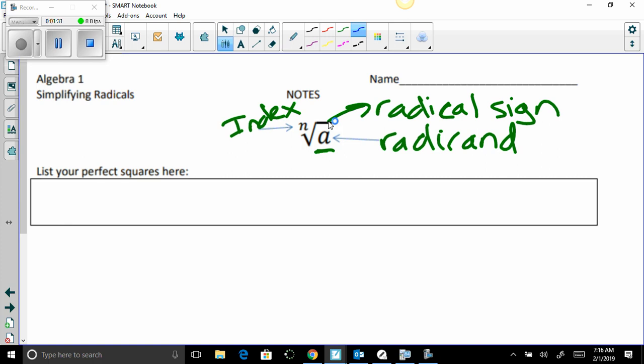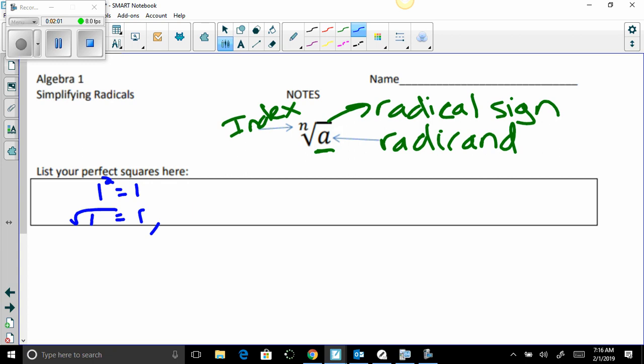Now we're going to need to list our perfect squares because in order to simplify radicals, we are going to need to know our perfect squares up to about probably 12. We probably should have those memorized to help us. So what is my first perfect square? 1 is your first perfect square. The square root of 1 is 1. So if I start with the number 1, 1 squared equals 1.